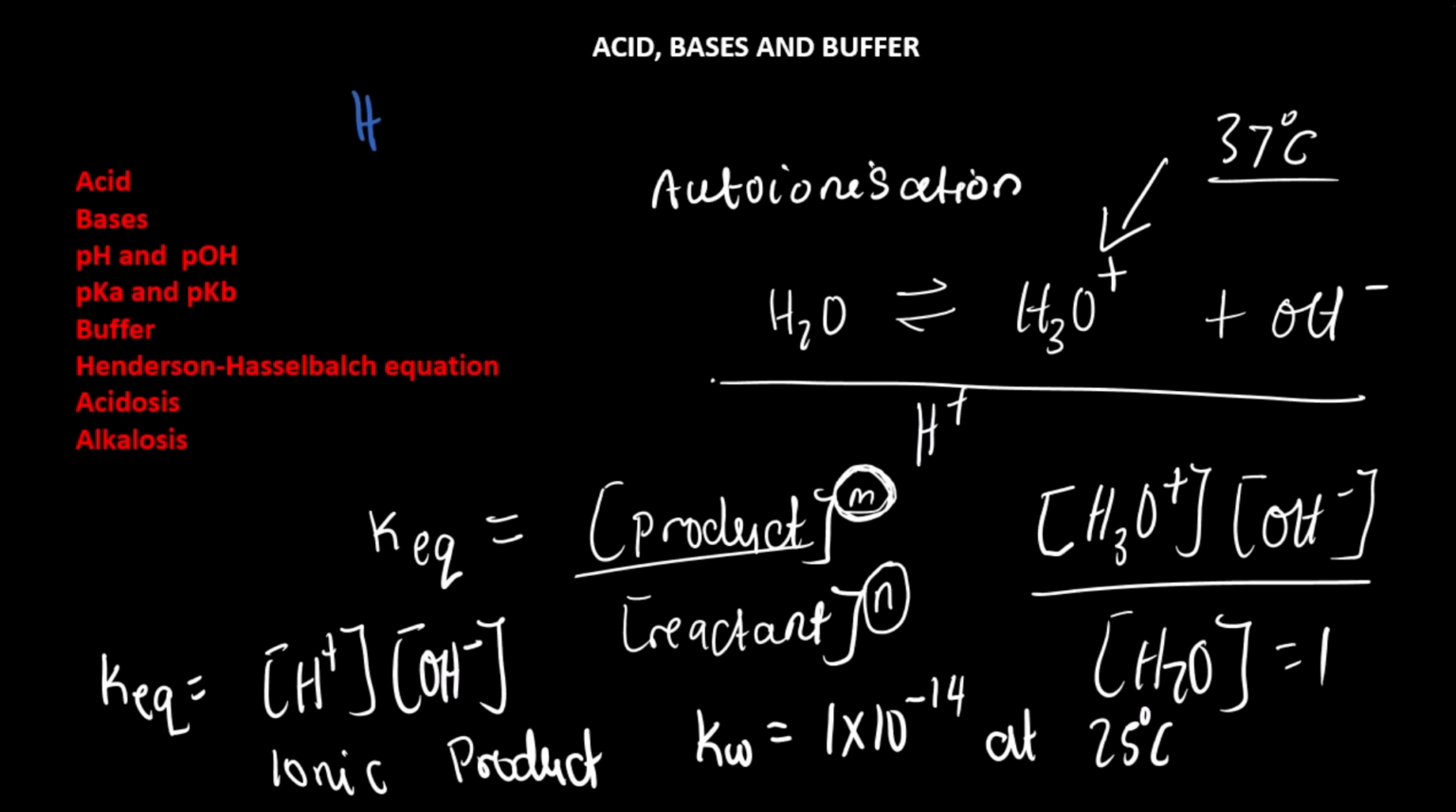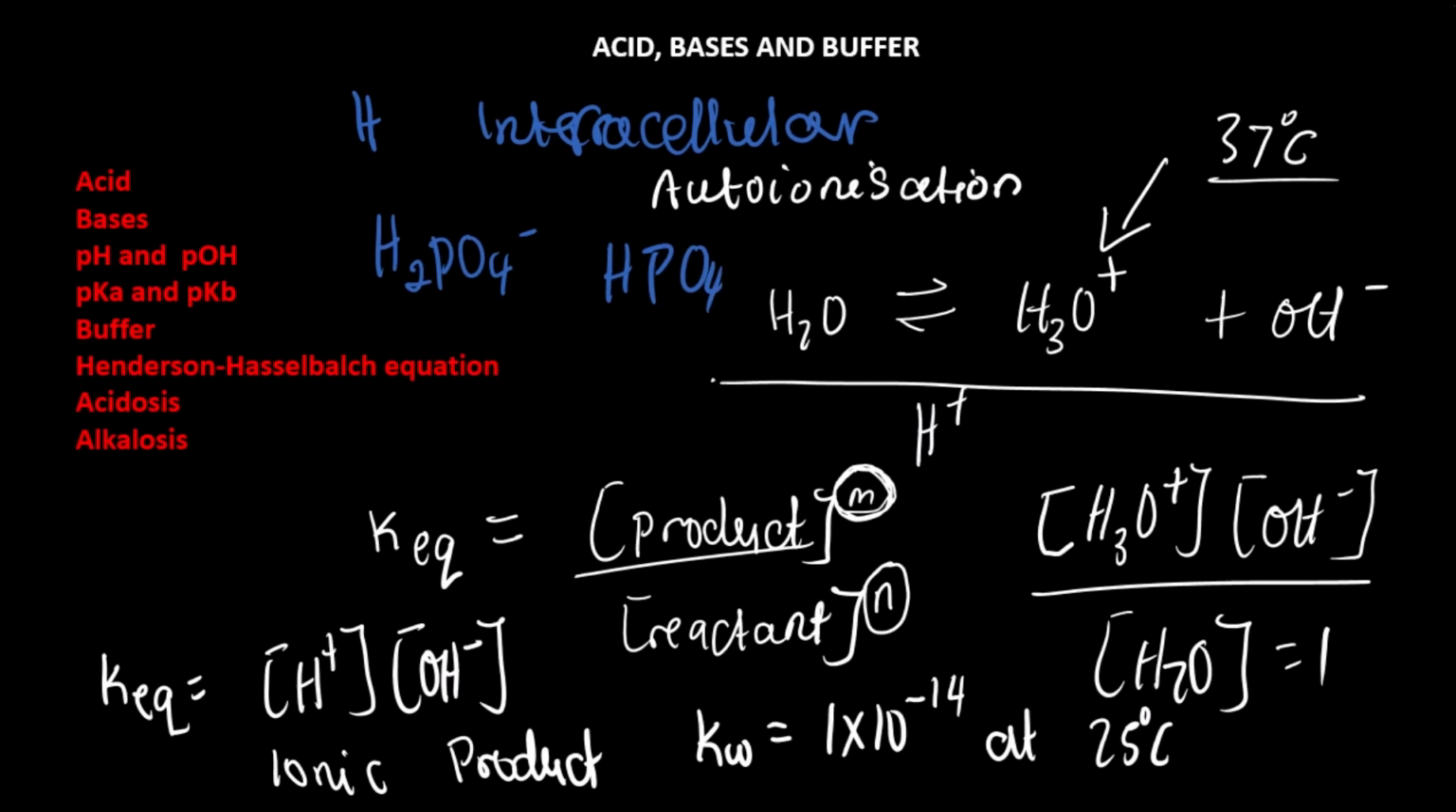Another example of a buffer system is the phosphoric acid buffer system, which is also an important buffer in the intracellular environment. In the intracellular environment, the phosphoric acid buffer has H2PO4 minus as well as HPO4 2 minus.